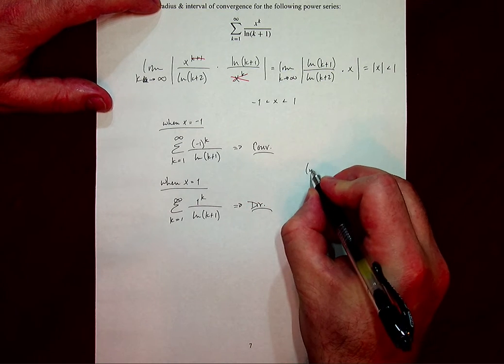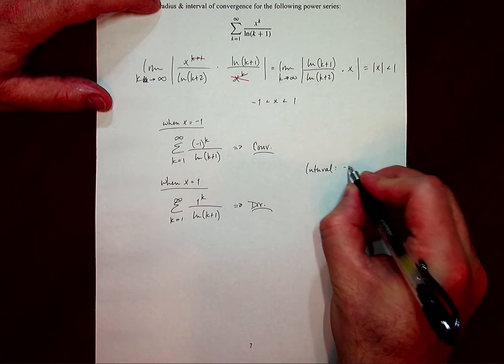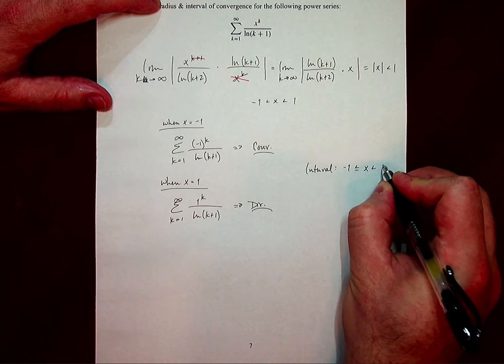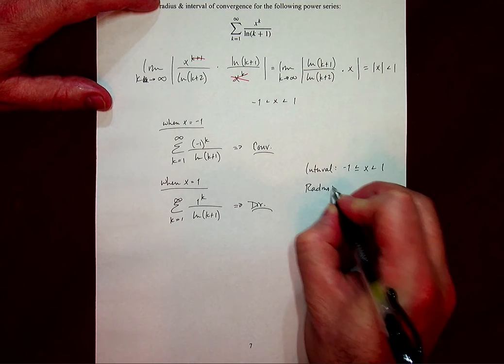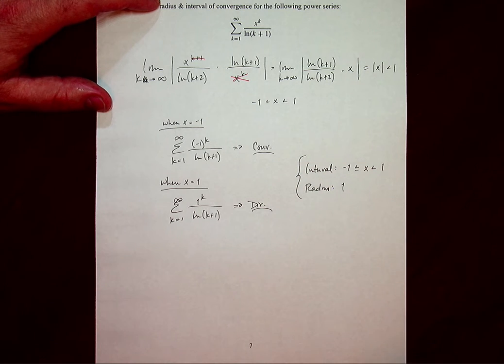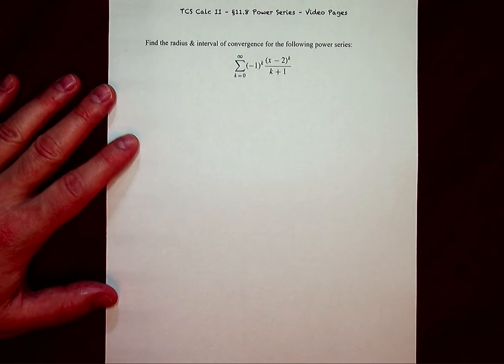That means our interval is going to include negative 1, so negative 1 is less than or equal to x, but it is not going to include 1. Our radius, of course, is just going to be 1, and therein, that is our answer. Okay, next one. Let's just keep on going.